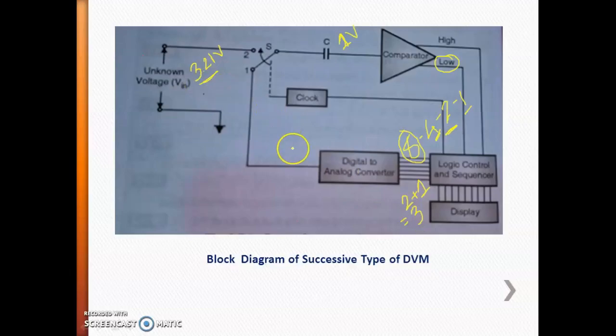So friends, this comparison process continues until the value stored for the digital to analog converter becomes equal to the input voltage. When these two values, the stored value and the input value, become equal, in that case the final value, that means the result, that is the voltage, will be sent to the display. In such a way, this successive approximation type of digital voltmeter is used to measure an unknown input voltage.